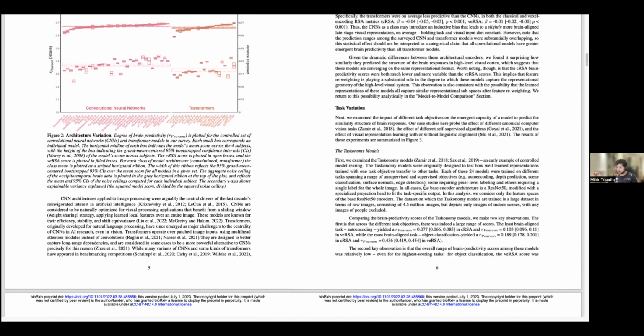So the next thing these authors examined was the task variation. Could we go ahead and pause on this result for a little bit, because I think it's kind of interesting?